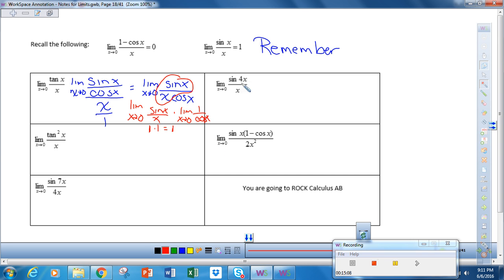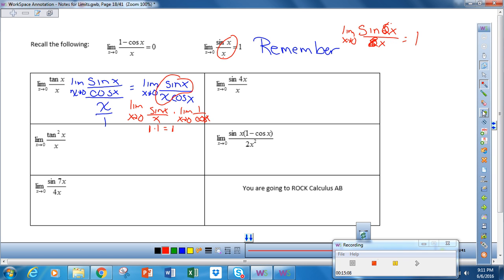Now, for this one, it looks similar to sine x over x, but I got this 4 here. So what I need you to know is that it doesn't matter what this x is as long as they're the same. So this could be sine 2x over 2x, and that limit as x approaches 0 would equal 1. Or this could be 8x, and you still get 1. So it doesn't matter what that is.